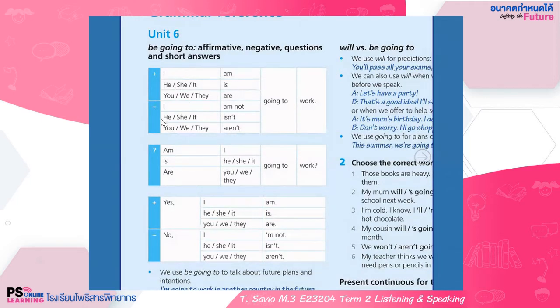In the negative form, I am not going to work. He isn't going to work. She isn't going to work. And it isn't going to work. You aren't going to work. We aren't going to work. And they aren't going to work. To form questions, am I going to work? Is he going to work? Is she going to work? And is it going to work?